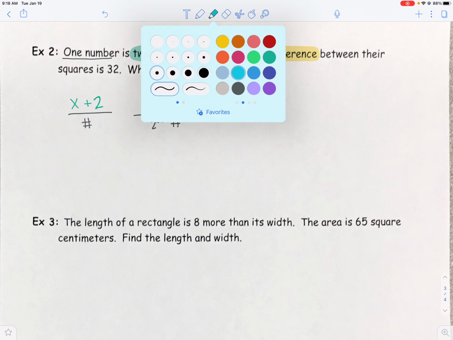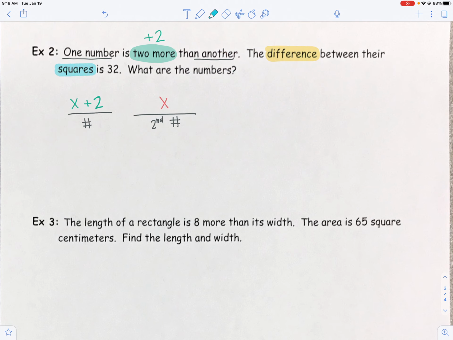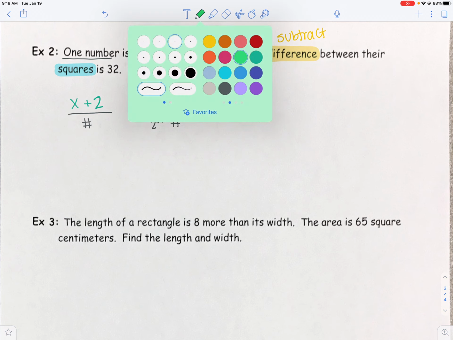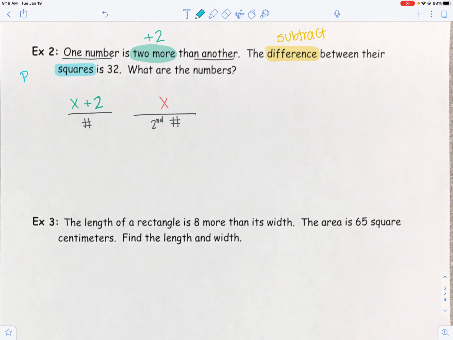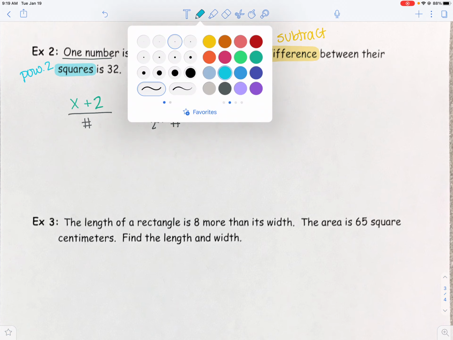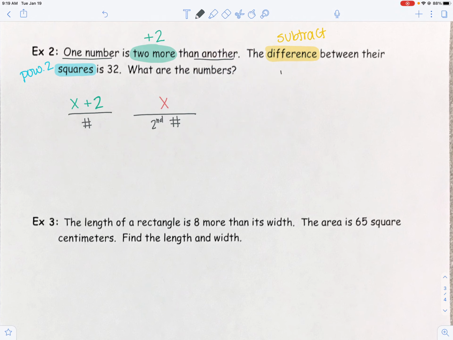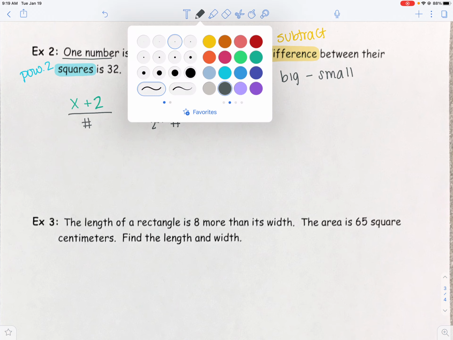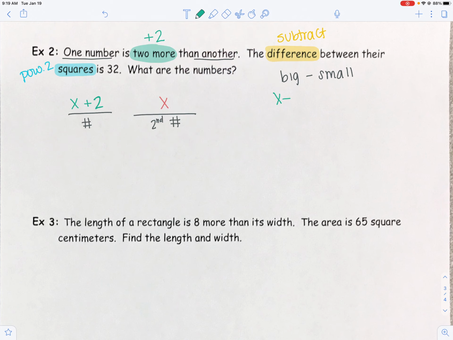The second sentence says the difference between their squares is 32. Difference means subtraction, and squares means power of 2, or exponent of 2. I'm going to take these two numbers. Because I'm doing subtraction, I want to do the big number minus the small number. Because x plus 2 is 2 bigger than x, x plus 2 is the bigger number and x is the smaller number.